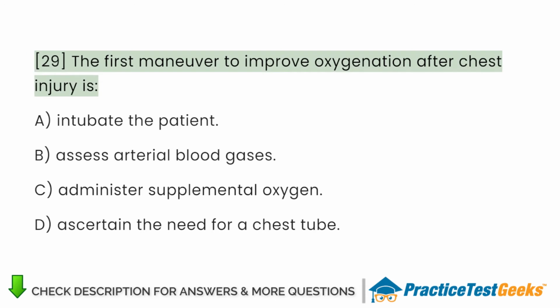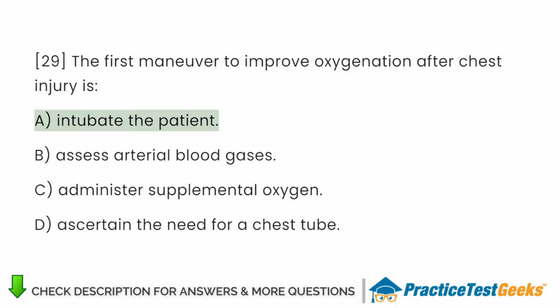The first maneuver to improve oxygenation after chest injury is A. Intubate the patient. B. Assess arterial blood gases. C. Administer supplemental oxygen. D. Ascertain the need for a chest tube.